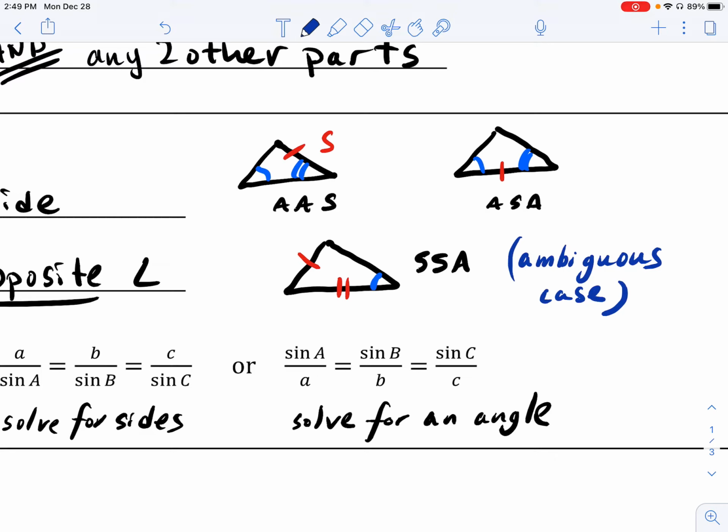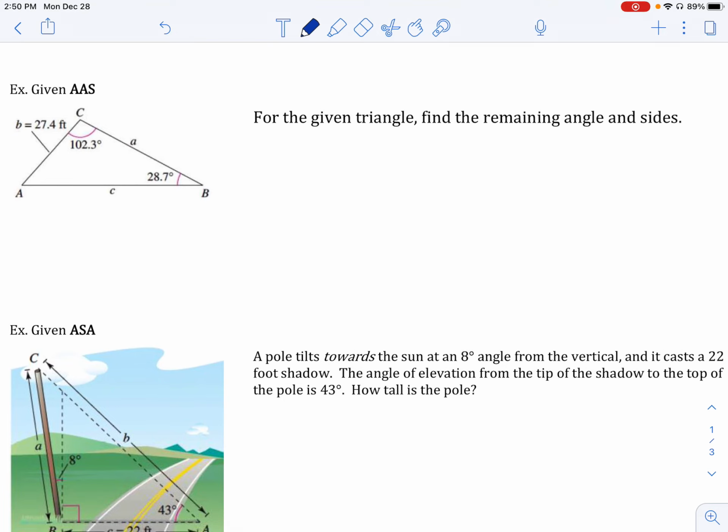So let's start with the first example. And I am giving you the fact that this is an AAS case. But let's just pretend for a moment that we didn't know that this was an AAS case. Because often what you would see in a problem is you'd be given a triangle and it would be up to you to determine what the given information is, determining what type of case it is, and therefore understanding which law we would have to use.